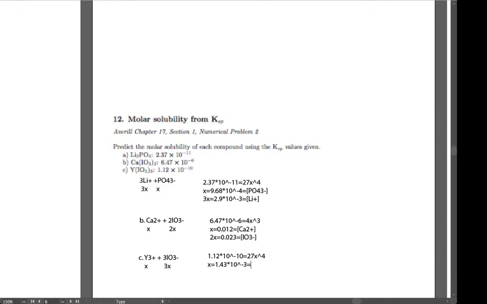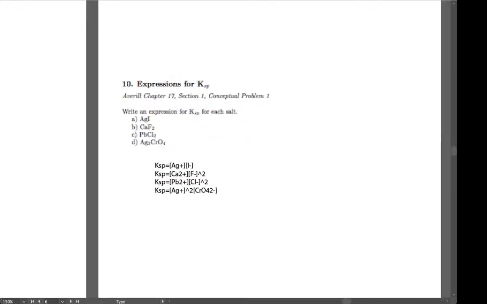Which would equal the concentration of Y3 plus. And then for the 3x here, multiplied by 3, you would get 4.28 times 10 to the power of negative 3, which would equal the concentration of IO3 minus. And that's all of the molar solubility that we have. Great. So now number 13.